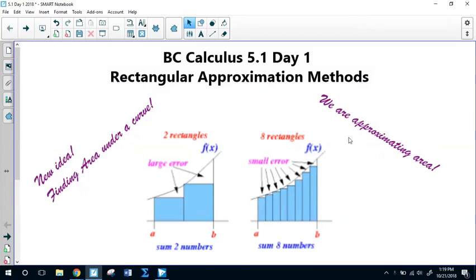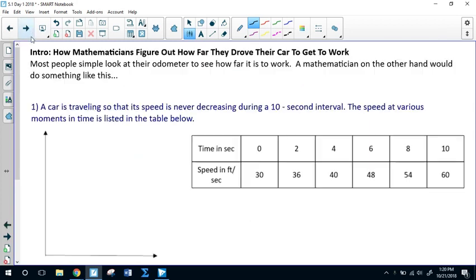Everyone. Today we are starting chapter 5, which is going to focus on this thing called rectangular approximation methods. Basically, it is a way to figure out the area underneath a curve by approximating the area using rectangles. So we're going to see first an example of the reason why we do this, and then we're going to switch to functions that we would do this for as well.